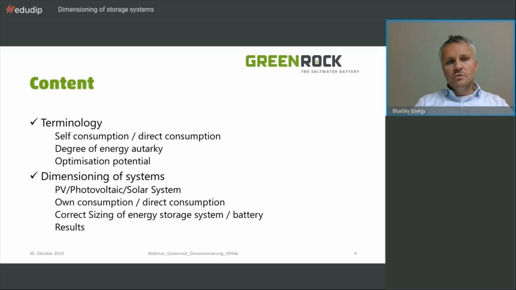And then also talking about how we can optimize the potential of PV or maybe also wind energy that we are going to generate, and how we can optimize that besides, of course, storage. The second part will go into more topics of dimensioning the photovoltaic and the storage system. Dimensioning the own consumption, direct consumption topic, and then going into the area of how big a storage system should be, considering all those factors.